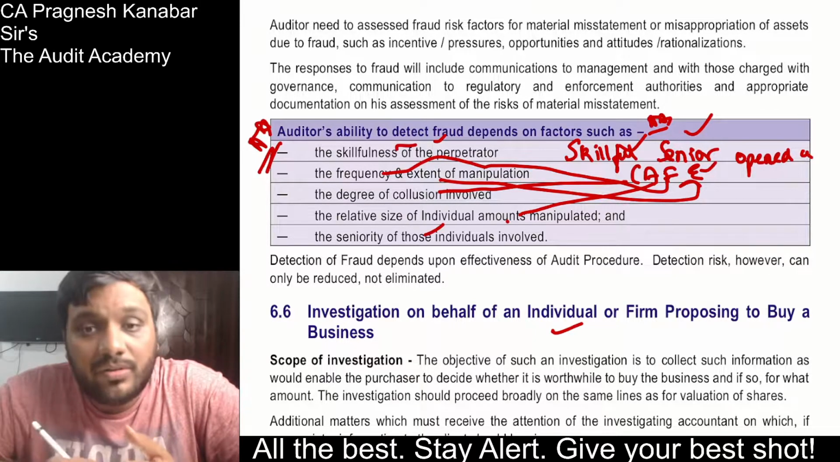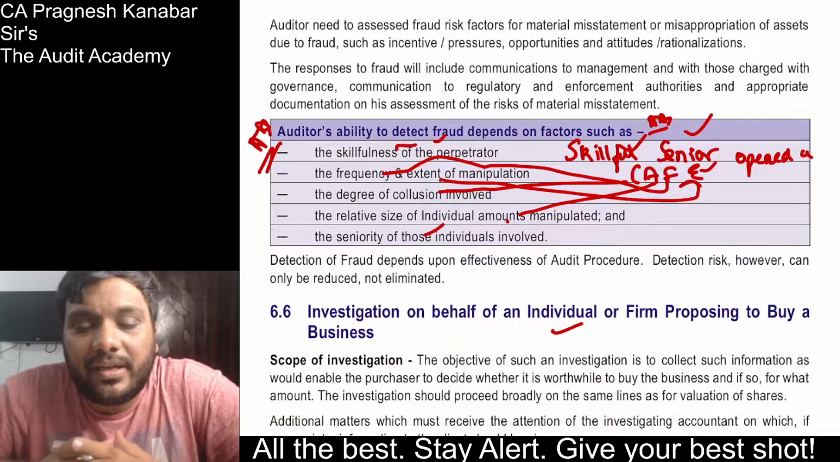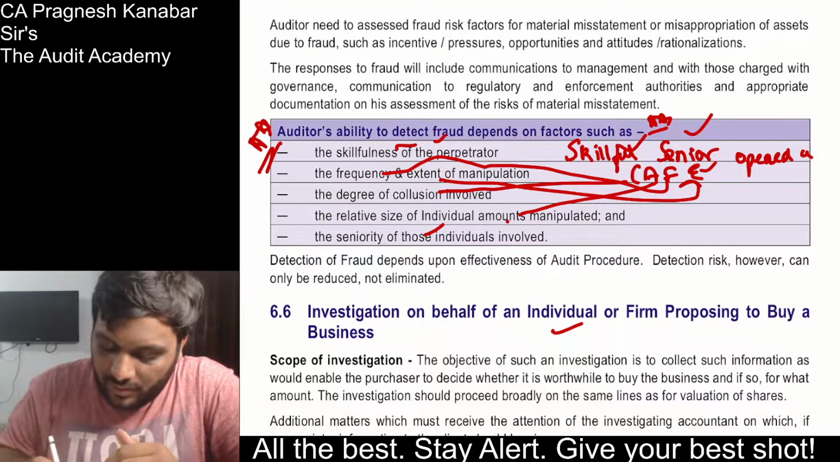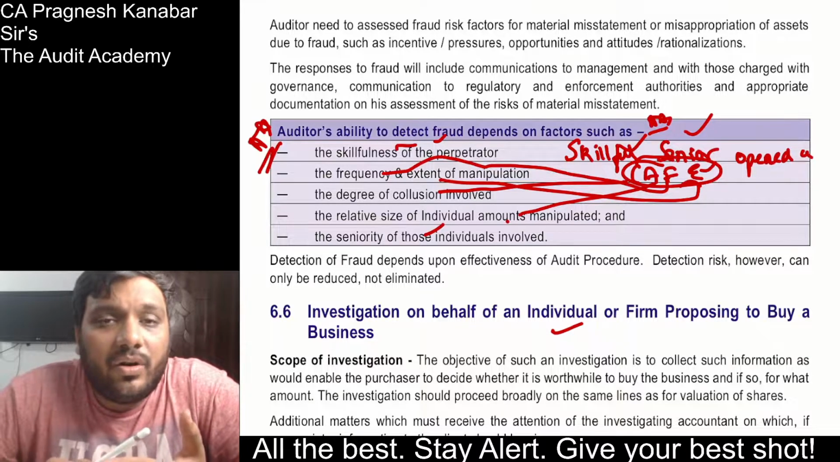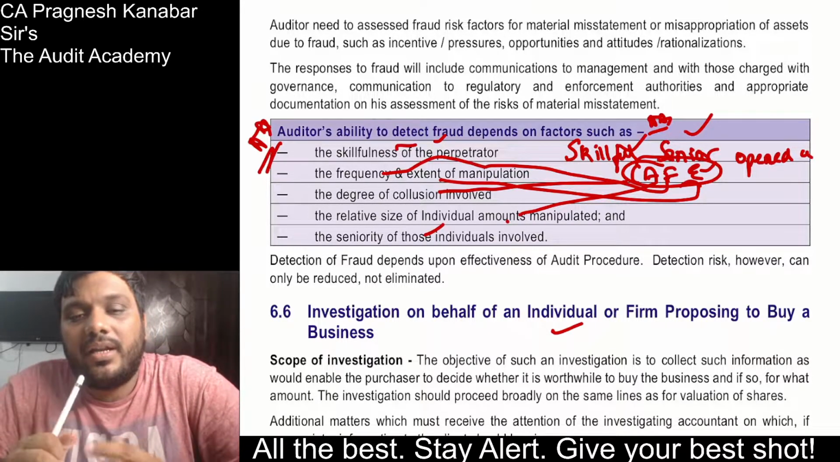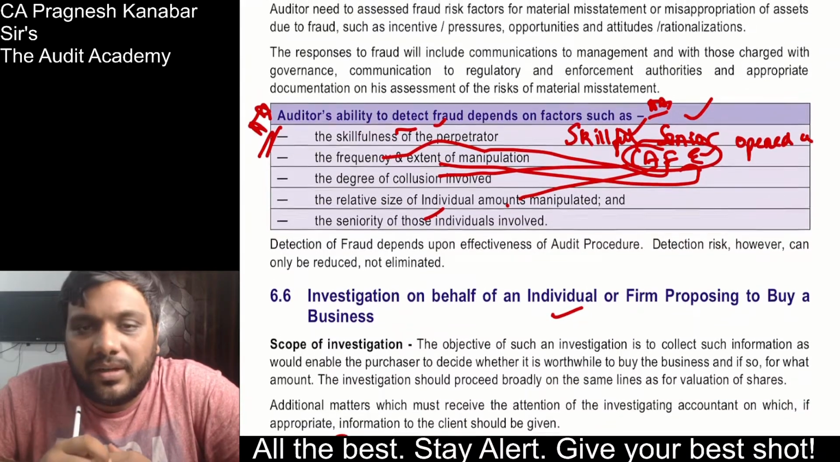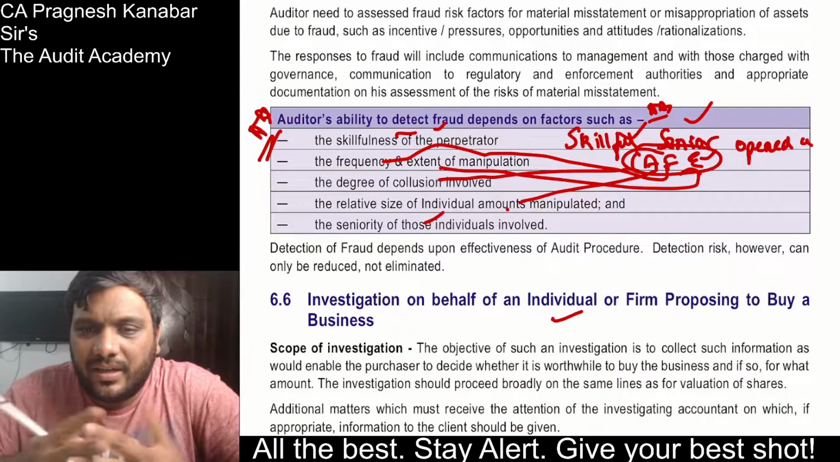Then how many senior people are involved, the seniority of the individuals, and then it will depend upon CAFE. C for collusion, A for amount involved, F for frequency, and E for extent of manipulation. On these things it will depend. All right, collusion is secret understanding.